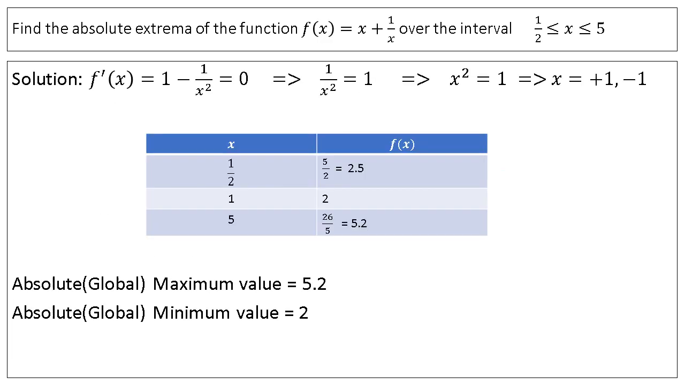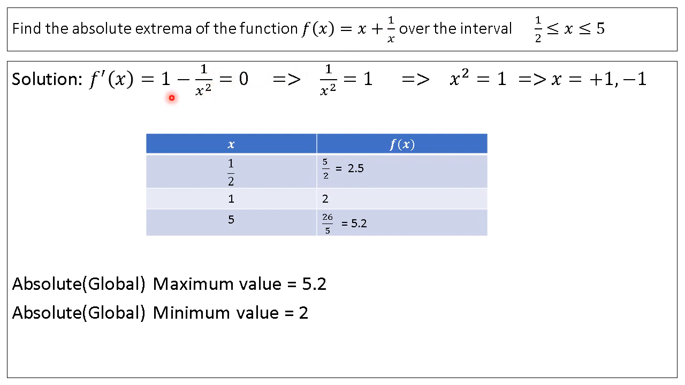Next problem, find the extreme values of the function x plus 1 by x in the interval 1 by 2 to 5. Here we have to find out the maximum and minimum values of the function. Here the given function is f of x is equal to x plus 1 by x. To find out critical points, first differentiate this with respect to x. Differentiation of f of x is f dash of x. X differentiation is 1. As you all know that 1 by x differentiation is minus 1 over x square.